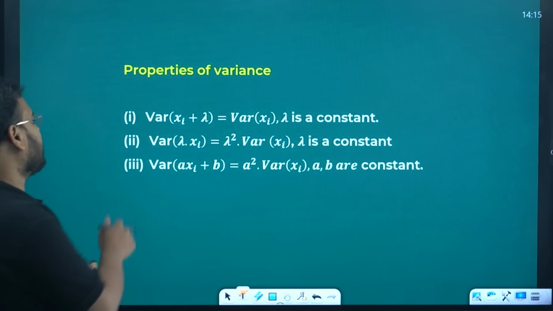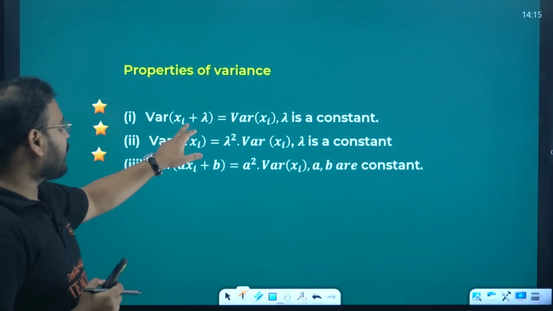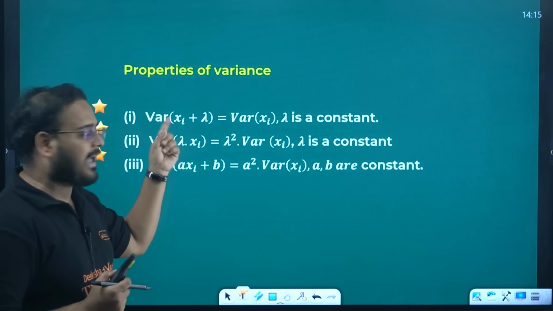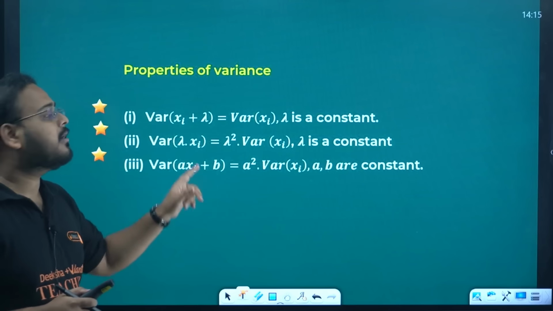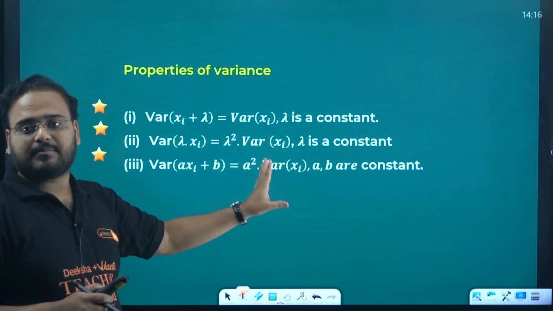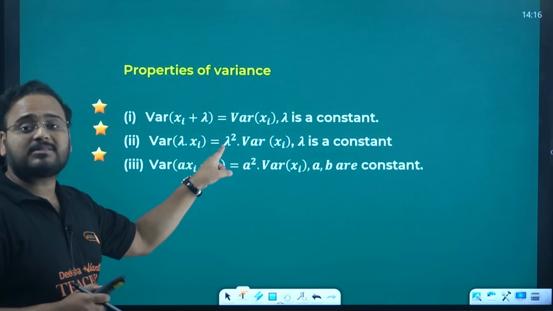This is important properties of variance, guys. We all know this, very important. So when you add or subtract something to this data, xi represents data, right? Xi is the data. If you add something to the data, variance remains the same, even the standard deviation remains the same. If you multiply, then it becomes lambda square.